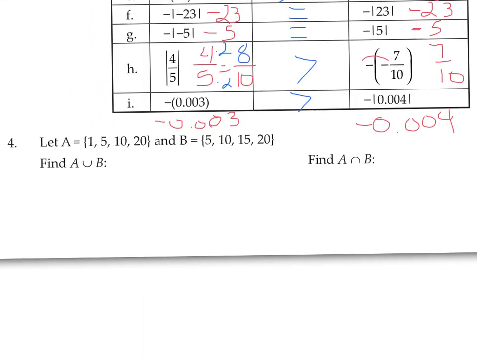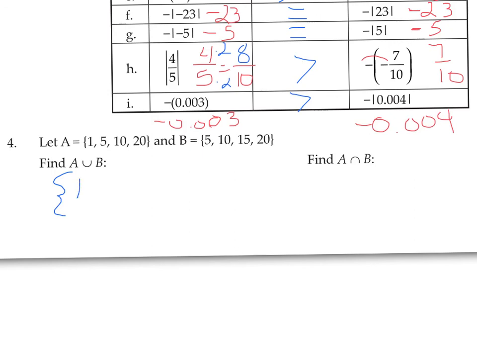All right, down here at the bottom, we have some practice for union and intersection. So now we have a set A being 1, 5, 10, 20. Set B is 5, 10, 15, 20. This says find A union B. Remember, the one that looks like a U is a union. And union is just putting two things together. So we're going to include all the elements in A and B.